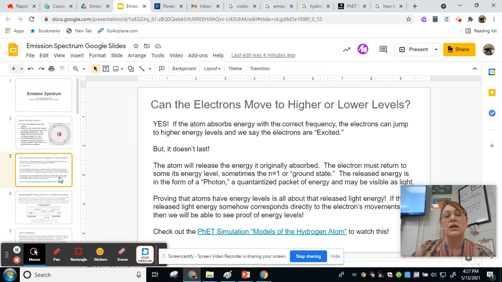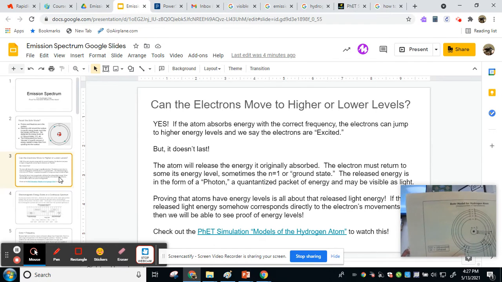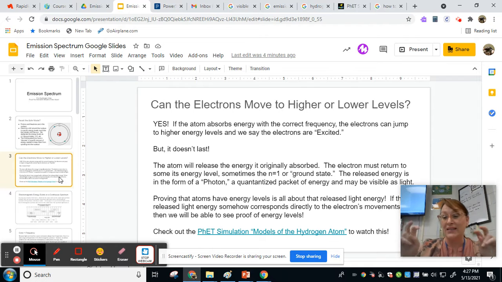First of all, can the electrons jump around in these energy levels? The answer is absolutely. In order for them to jump around, they have to absorb some energy from some type of source. If I had a sample of hydrogen gas and I electrify it somehow, I'm giving those atoms some energy, then the electrons can jump from lower energy levels out to higher energy levels. And then we say that the atom is excited. We're going to look at a little simulation of how that happens.